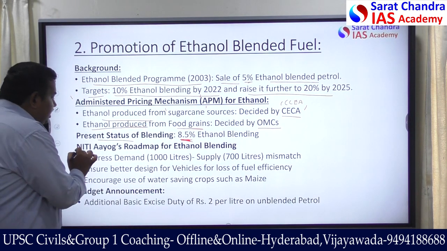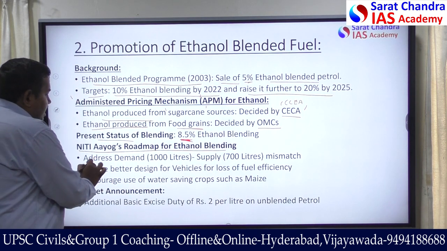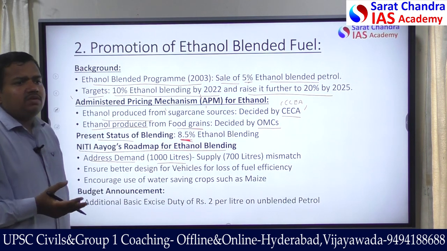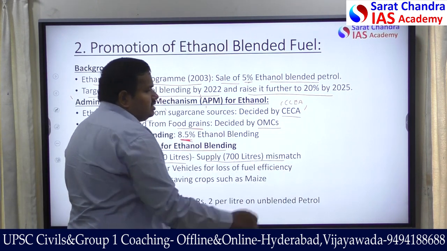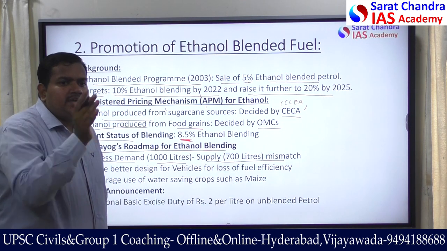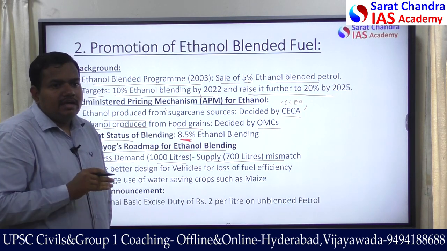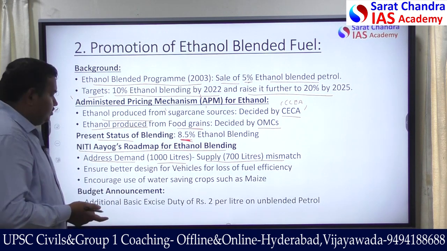Okay. Similarly, Niti Aayog's roadmap for ethanol blending. So, what is the roadmap? Address the demand. That is, currently if the demand is around 1000 liters, the supply is just around 700 liters. So there is a mismatch between demand and supply. We have to address this problem.